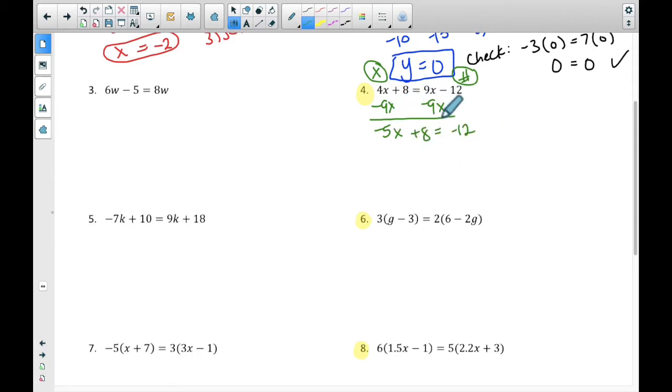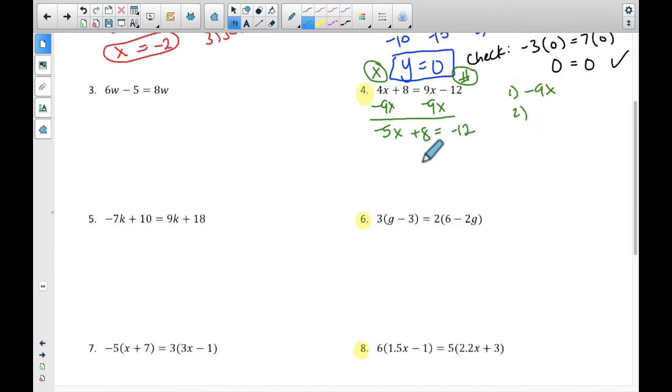You actually, in that first step, have 4 choices. You could have subtracted 9x, you could have added 12, you could have subtracted 8, or you could have subtracted 4x. I decided to go with subtracting 9x. I like to start with my x's and get them where they're supposed to be first. That's why I did that. Okay, so I subtracted the 9x. The next step is going to be to move the numbers.